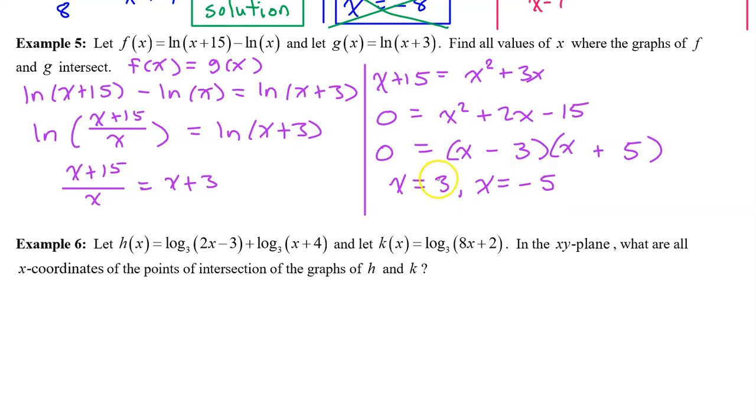We just have to check and see if any of these are extraneous. Let's start with negative 5 because it looks the most suspect. If I take x equals negative 5 and I plug it in right here, well, that immediately gives us the log of a negative number, which is not allowed. So x equals negative 5 is an extraneous solution. That one is out. How about the 3? 3 itself is positive, so that's going to be fine right here. 3 plus 3 is 6, that's fine. 3 plus 15 is 18, also fine. So x equals 3 is the only solution.